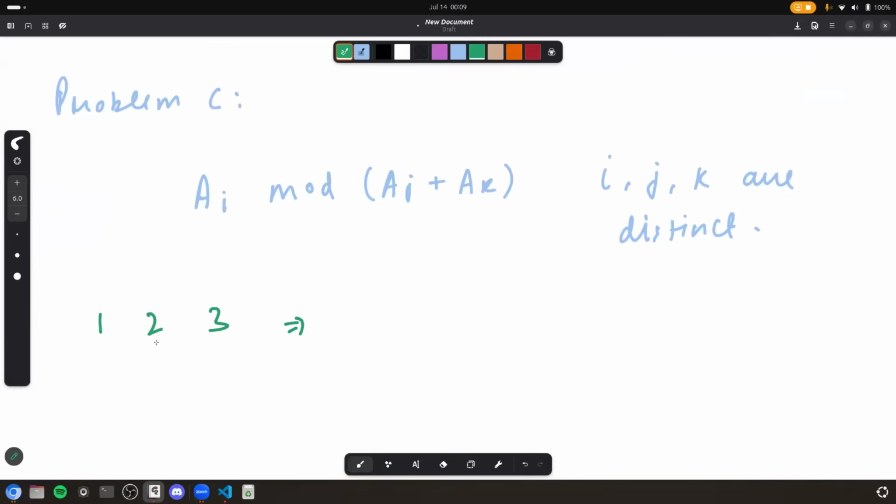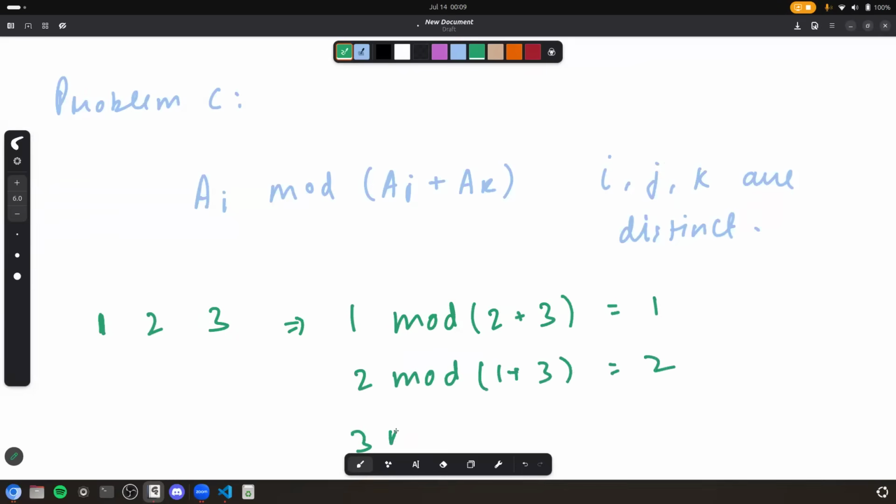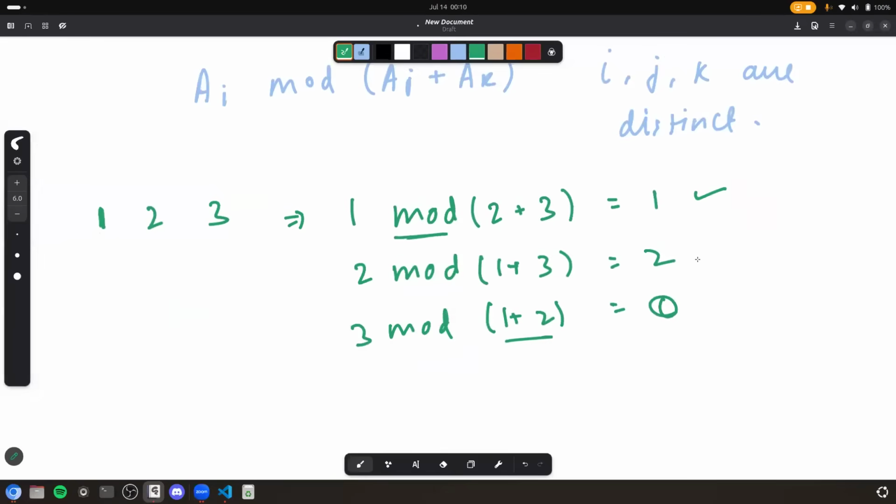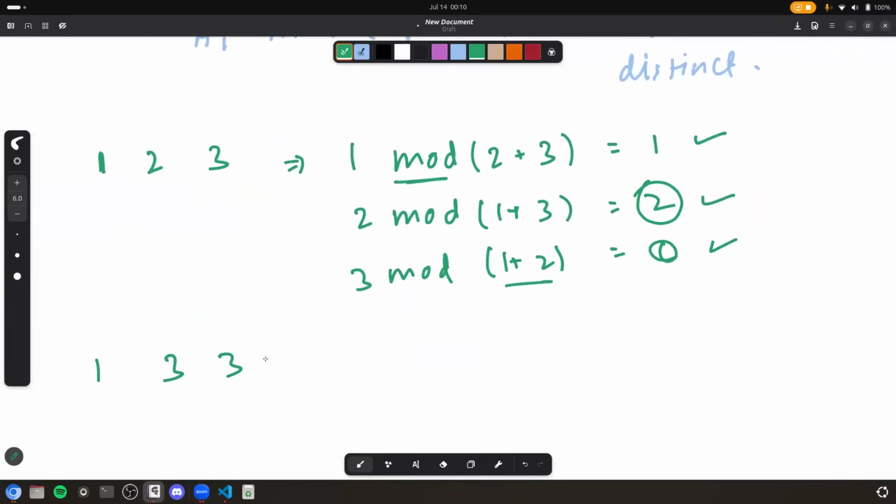Let's try to brute force our answer for this test case 1, 2, 3. One thing we can do is 1 modulo 2 plus 3, which is 1 only. And then 2 modulo 1 plus 3, which is 2 only. And 3 modulo 1 plus 2, which will be 0, because 3 mod 3 would be 0. Mod is remainder. Since we need to maximize this, our answer would be 2. Answer is 2.